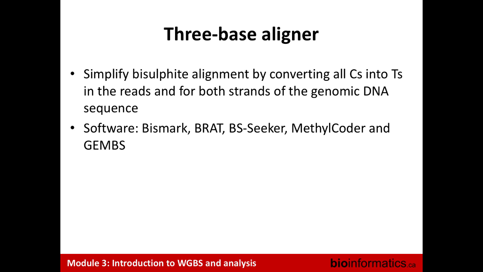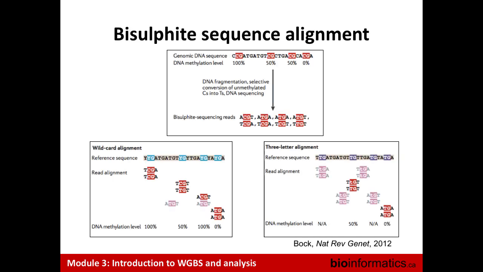The alternative is to convert all the Cs into Ts, and vice versa on both strands, and basically convert your alphabet to three letters. You sort of give up trying to really understand what's going on. So you convert all the Cs into Ts, and you pretend as if the genome was only a three-base genome.